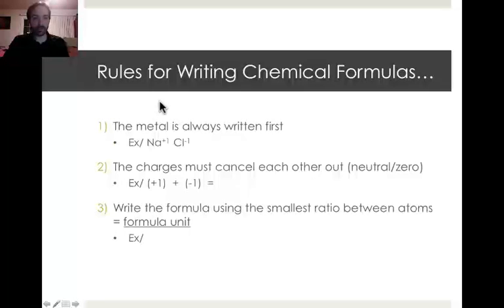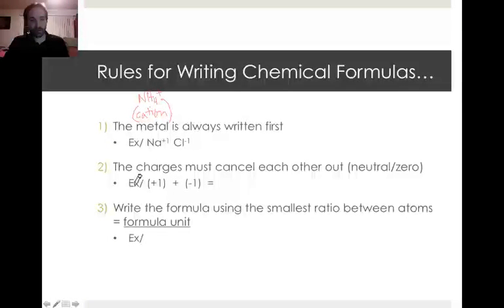Okay, so let's talk about the rules for writing those formulas. First rule is you always write your metal first. Another way of saying it is you always write your cation first, because technically your positive ion is not always a metal. It could be a polyatomic, such as ammonium. It's a cation, but it's not a metal. It's always written first.